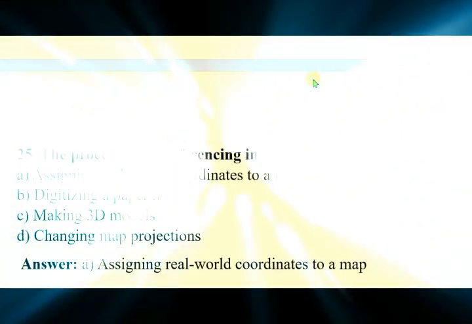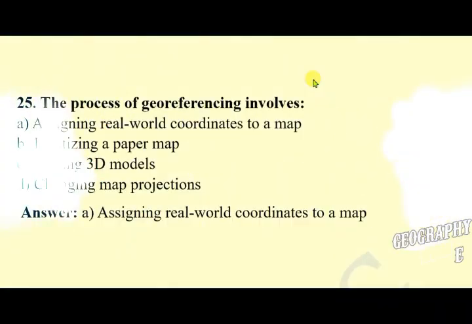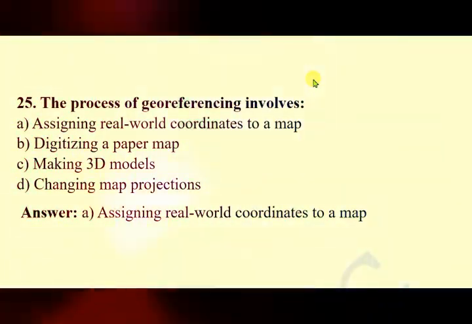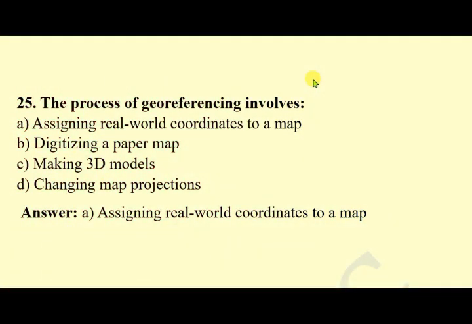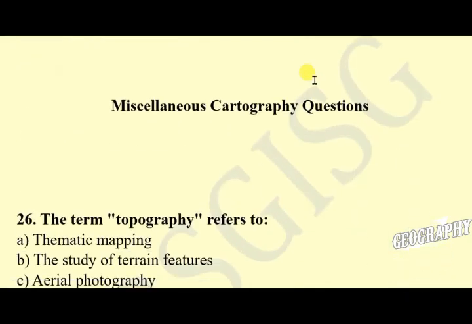Question 25. The process of georeferencing involves assigning real-world coordinates to a map, digitizing a paper map, making 3D models, changing map projections. Here the right answer will be assigning real-world coordinates to a map is the process of georeferencing. Now question category: miscellaneous cartography questions.